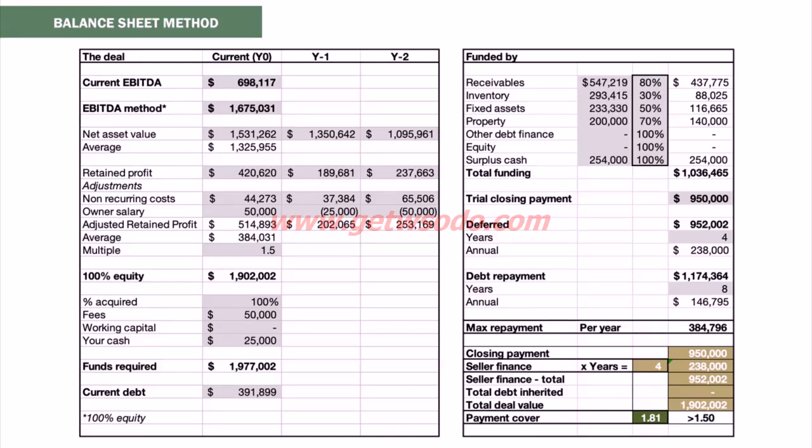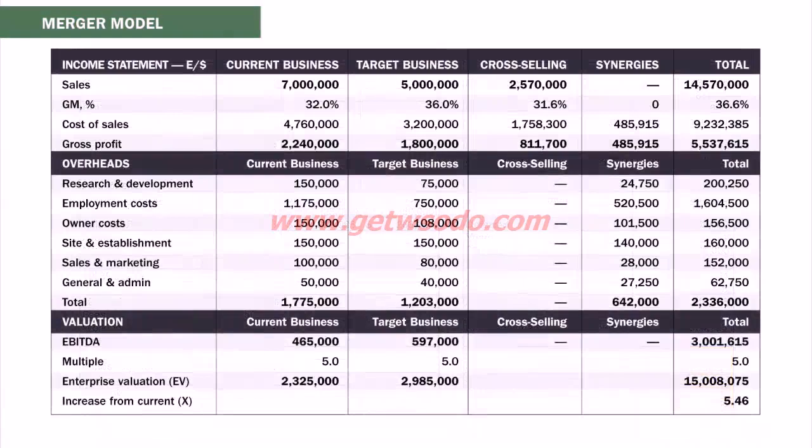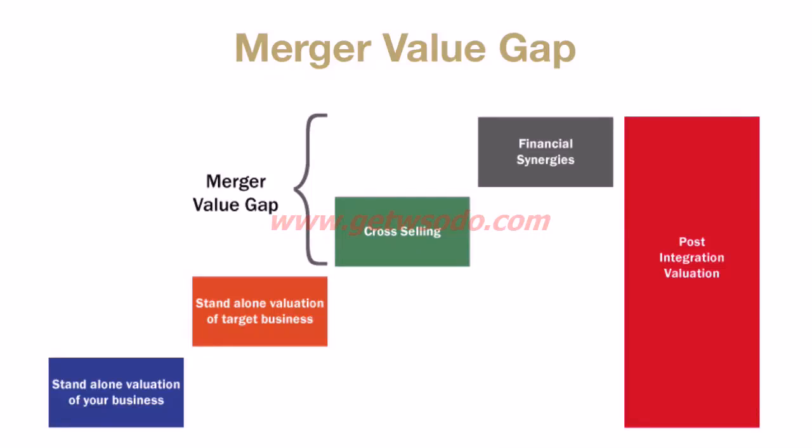Now, the final model that you'll see is the merger model. The merger model helps you forecast the cash flow and the valuation upside when you integrate your new business into your existing one and you drive those cross-selling synergies and those financial synergies that we discussed in an earlier lesson. And this creates what I call the merger value gap. And we'll review the merger model in greater detail coming up in lesson 4.